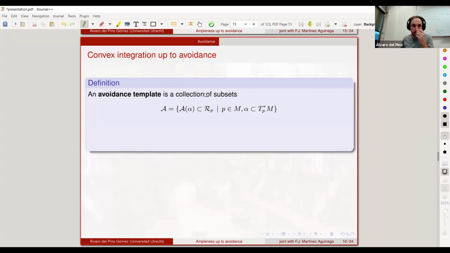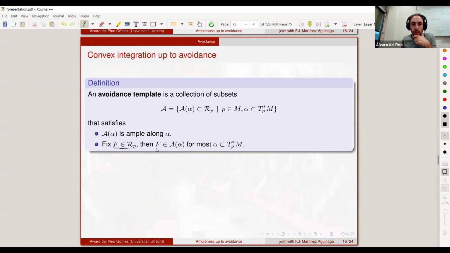So here's the theorem. What we want in general is the following. You have your relation, and what you want is, for every point in the manifold and every collection of codirections at that point, and by collection I mean a finite configuration, not an infinite collection or anything like this, to give a carved out version of R_p. I call this A of alpha. What should this carved out version satisfy? A alpha should be ample along the codirections alpha. And more importantly, for every formal solution F, F should still be a formal solution of most carved out versions of R.